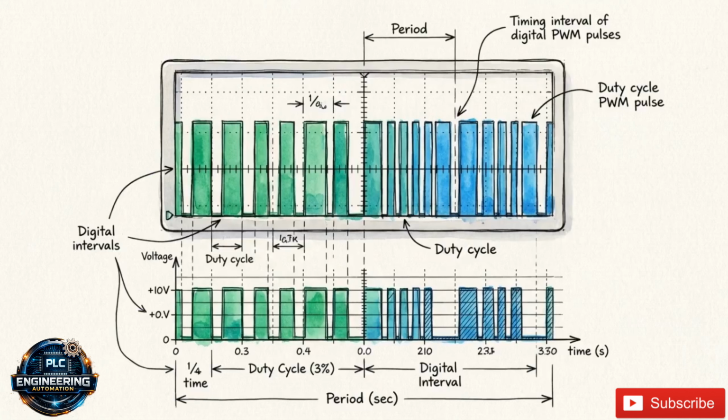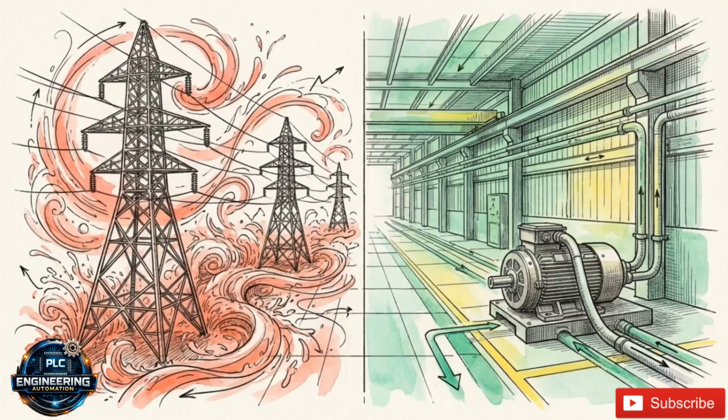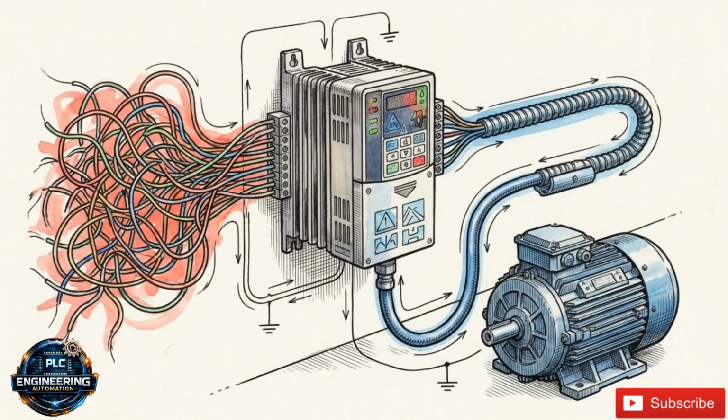This rapid on and off sequence is called pulse width modulation, and it dictates the exact speed and torque delivered to the motor. By dismantling the grid power and rebuilding it from scratch, the VFD functions as an absolute electrical firewall, completely isolating the machine from the instability of the main supply.